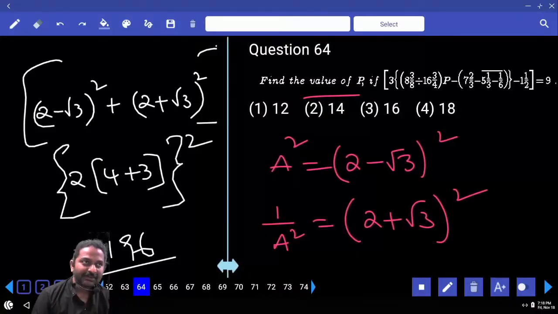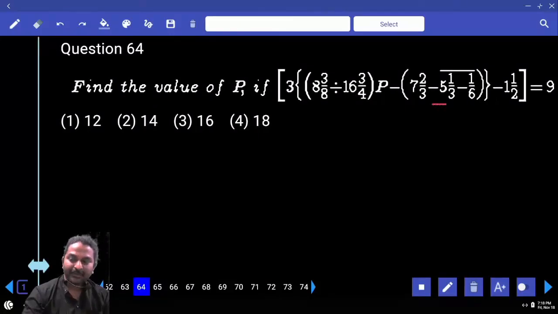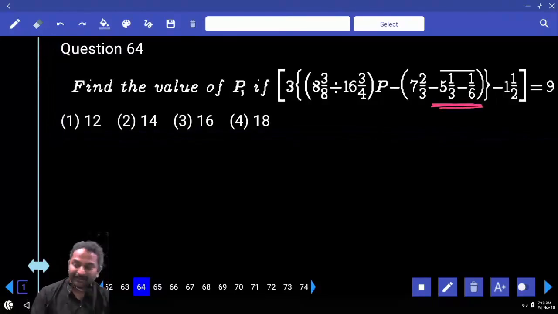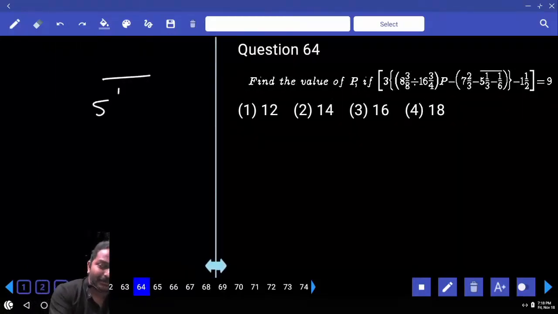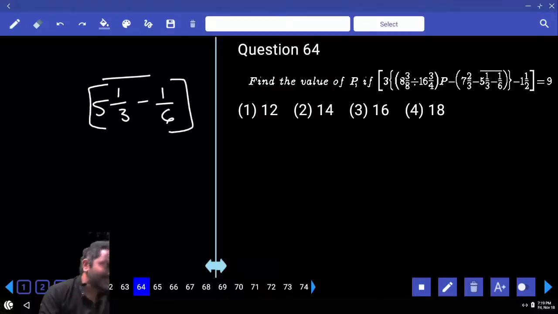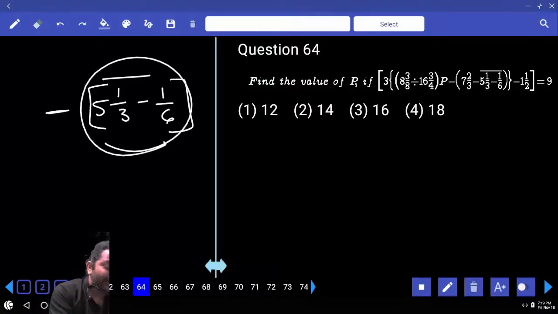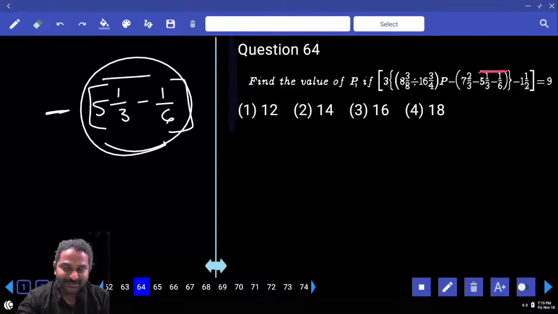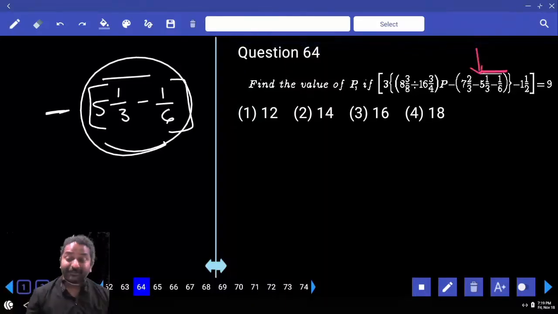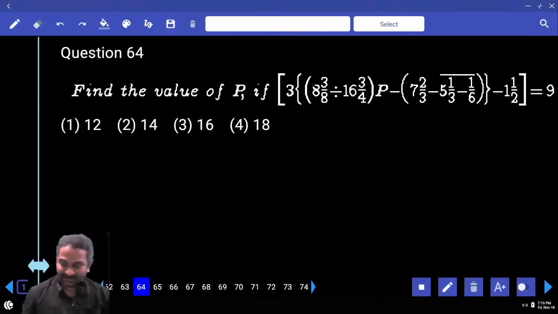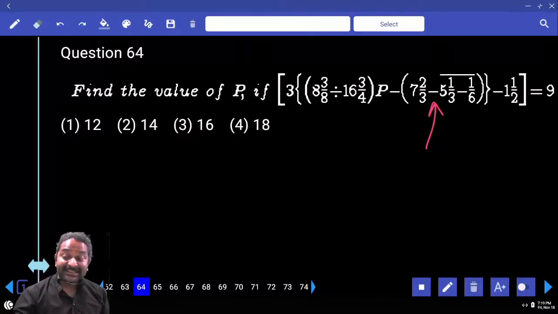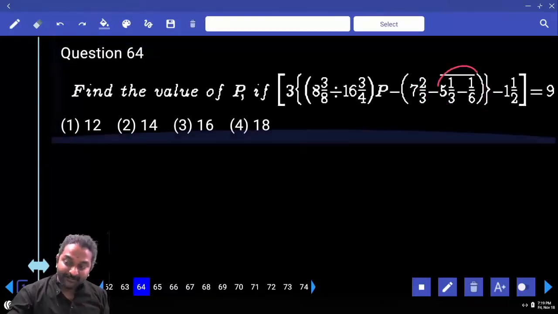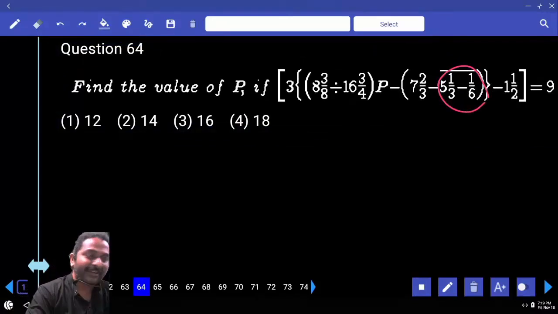Should I explain this? The only thing you need to know here is vinculum, a vulgar fraction vinculum. Do you know what vinculum means? The value under the upper line, 5 1/3 minus 1/6. First you need to solve this, and for the result you need to keep the negative symbol, because just before the vinculum starts, whatever the sign we have is applied for the entire vinculum, 5 1/3 minus 1/6, not only for 5 1/3.